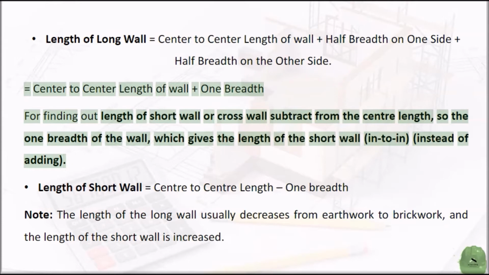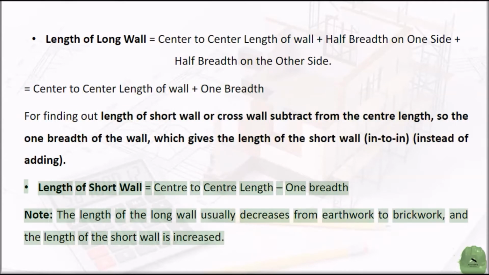For finding out the length of short wall or cross wall, subtract from the center length one breadth of the wall, which gives the length of the short wall, in to in, instead of adding. Length of short wall equals center to center length minus one breadth. Note, the length of the long wall usually decreases from earthwork to brickwork, and the length of the short wall is increased.